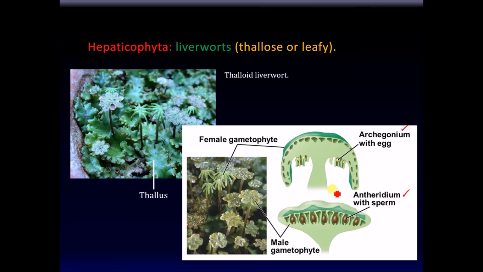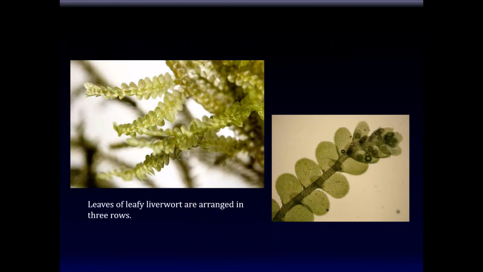Now you have to remember, these are tiny plants. This whole thing could probably be covered by a few drops of rain. When it does rain, however, the sperm travel again to the egg, fertilize, and give rise to a new generation. This is an example of a leafy liverwort. The leaves of a leafy liverwort are arranged in three rows.